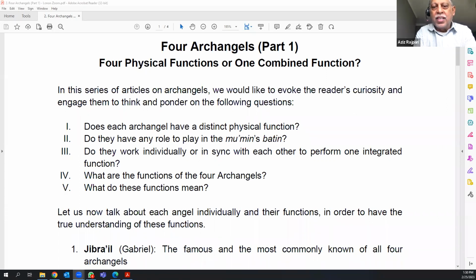How do our 4 archangels function? What are their functions? When do their functions apply? So that is the subject today, inshallah.